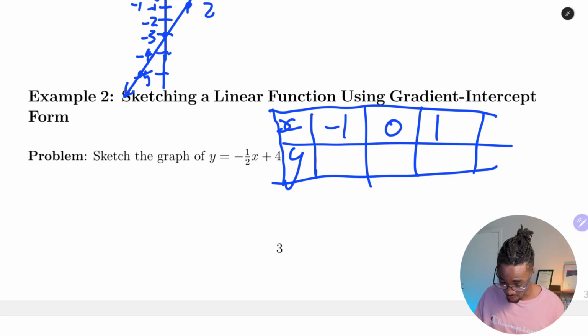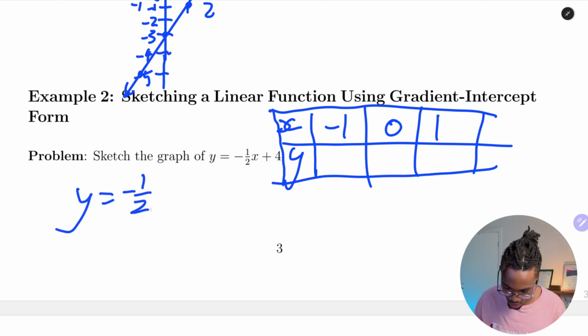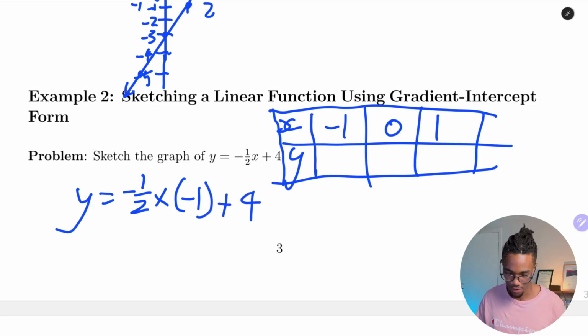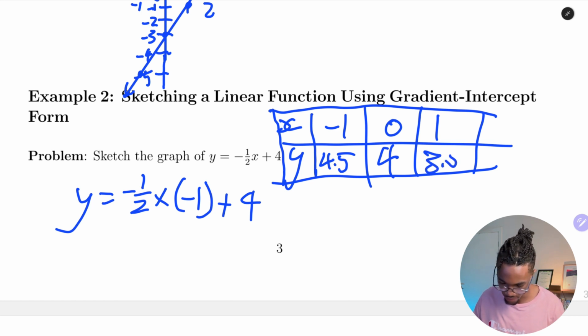And then we're literally just subbing x for whatever x value is here. So if we have y equals minus 1 over 2 times minus 1 plus 4, we just plug these in. Minus 1 over 2 times minus 1 plus 4 is equal to 4.5. We have 0, that's equal to 4. And then we have 1, which is equal to 3.5.